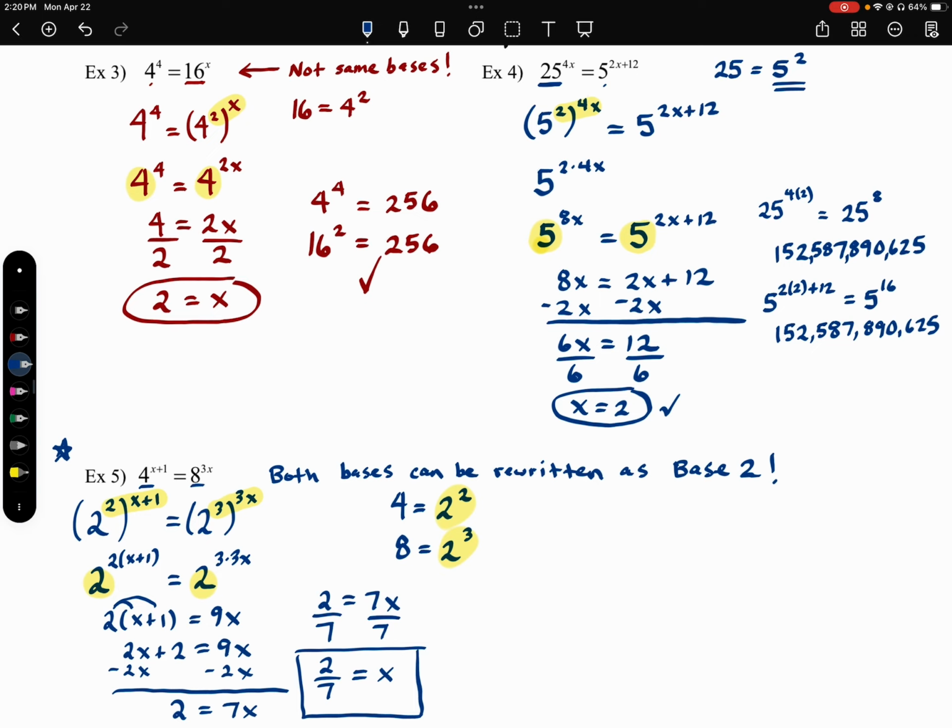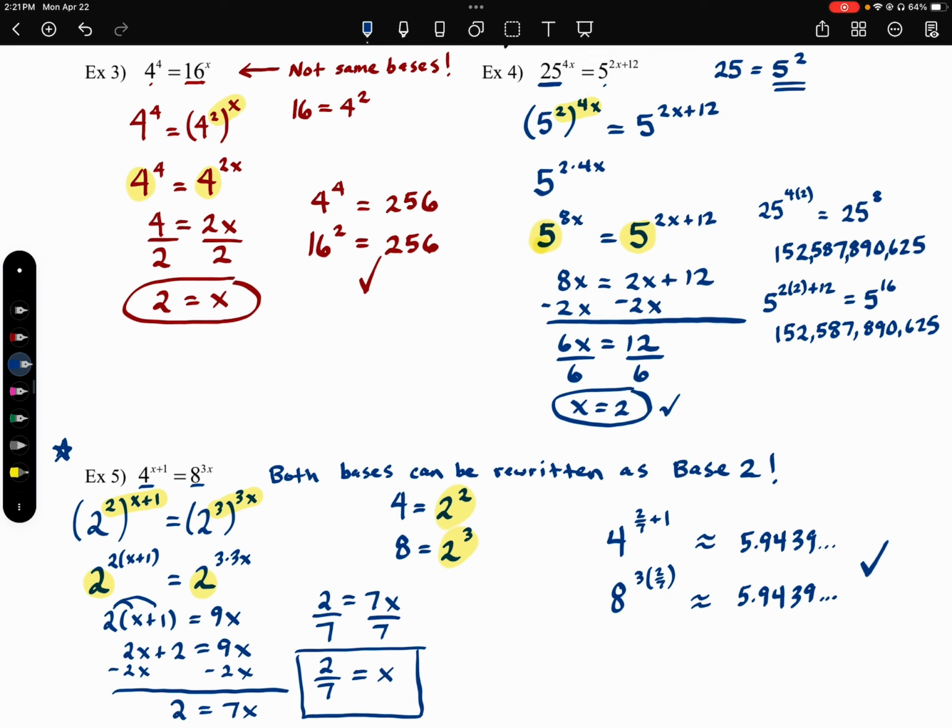So if you want to take it and plug it in and check it, you would have 4 to the power of 2/7 plus 1. And you can just type that into your calculator like that. Just make sure that the exponent is all in the exponent. And we would also type in 8 to the power of 3 times 2/7. If you type either of those into your calculator, I believe that it's going to give you a value something like 5.9439, and then it just kind of goes on and on, but you can see it's giving you the same thing, so we know it would be correct.